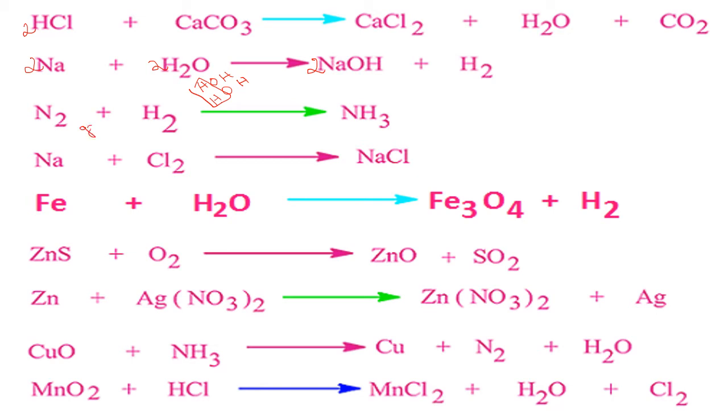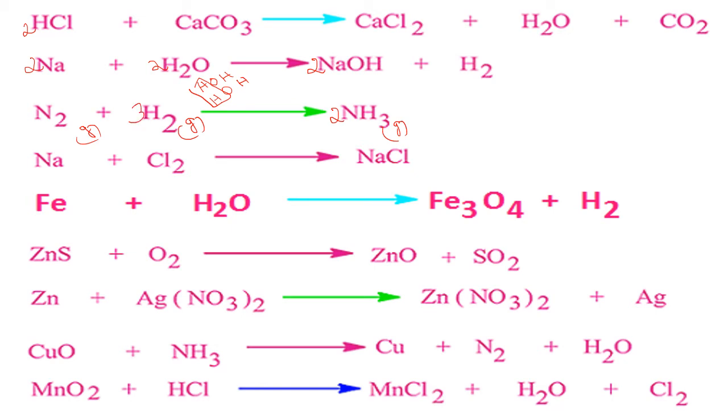You have to mention the physical state symbols. So all are gases, and here whenever there are 2 atoms on the reactant side and 3 on the product side, you have to make it equal by making it 6. So 2NH3 and 3H2. Now it is balanced.